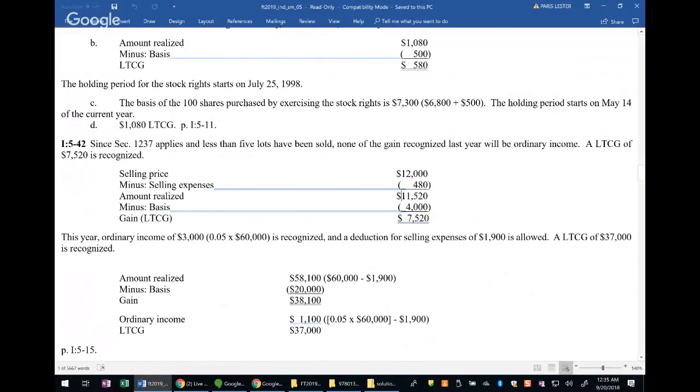See, here was the amount realized up here. Here's the same thing, the amount realized. Minus the basis of 20,000 gives a big gain of 38,100. Now, however, ordinary income, what is this 1,100? Did they mention 1,100 in the problem? 5% of 60,000, that's 5% of the selling price. 5% of 60,000 would be 3,000. And what was the 1,900? All right, that leaves 1,100.